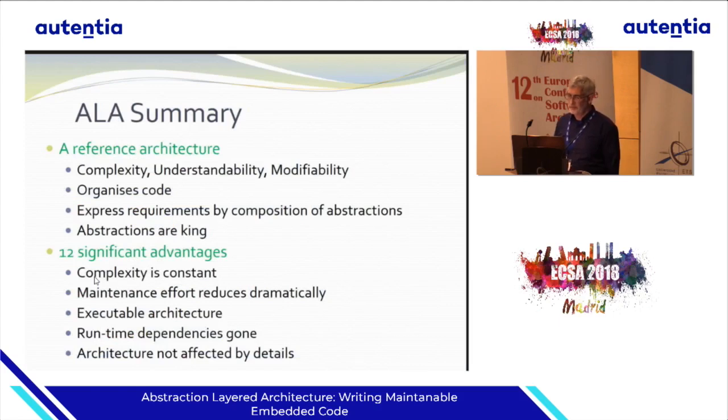So in summary, it's a reference architecture that optimizes for complexity, understandability, and modifiability. It tells you how to organize your code. The takeaway to remember is: express requirements by composition of abstractions. The abstractions are the kingpin, really, that makes the whole thing work. And there are these 12 significant advantages that I alluded to. Complexity is the constant, maintenance effort reduces dramatically, and so on.